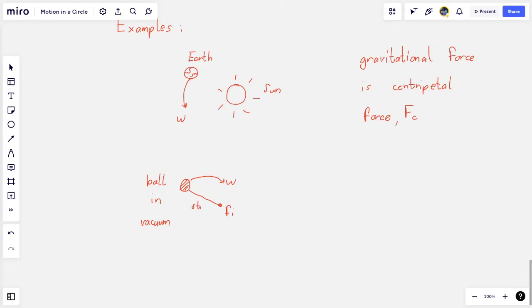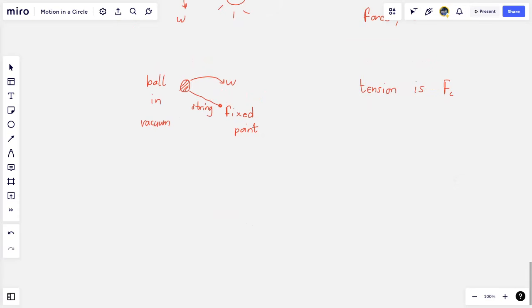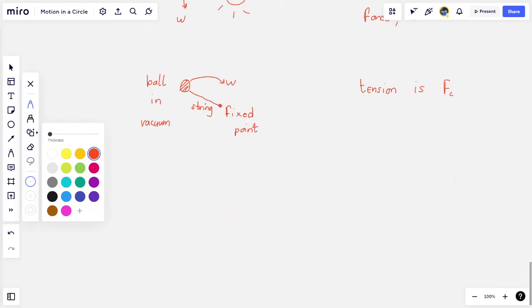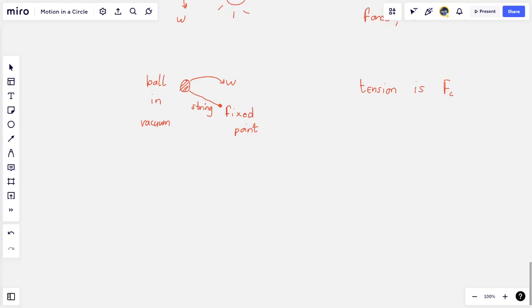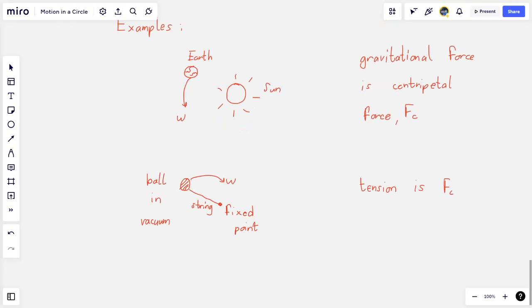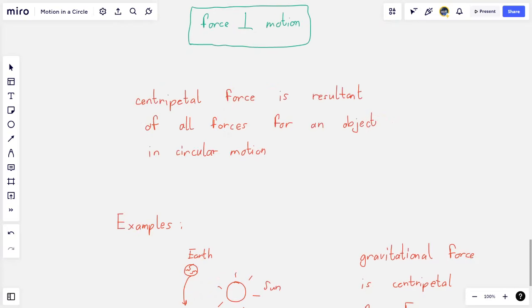And so if we attach the string to some fixed point at the center, and the ball moves in a circular path around that fixed point, then it turns out the only force acting on the ball, since we're ignoring gravity and the other forces, is tension. And so the tension is the centripetal force in this case. And so those are some examples. There are other examples. These are just 2 examples of where circular motion can occur. They can occur with any types of force. In this case, tension, and in the first case, the gravitational force.